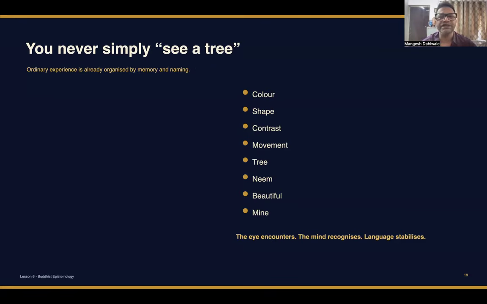So you never simply see a tree. Ordinary experience is already organized by memory and naming. So we see color, we see shape, we see contrast, we see movement, we see a tree, we name it, we call it beautiful, and we identify it as mine.